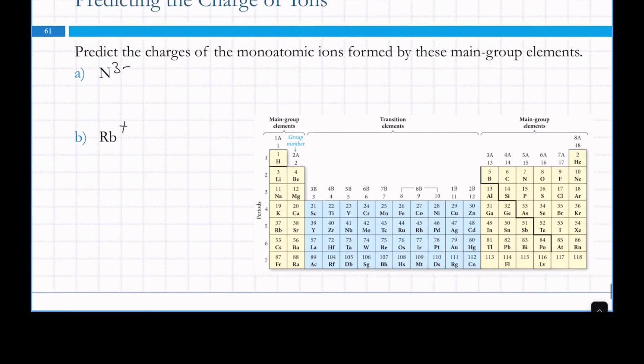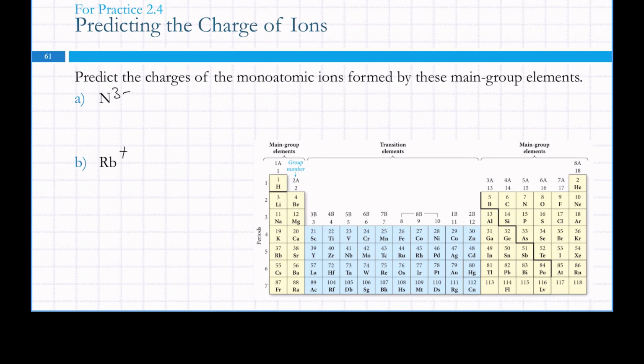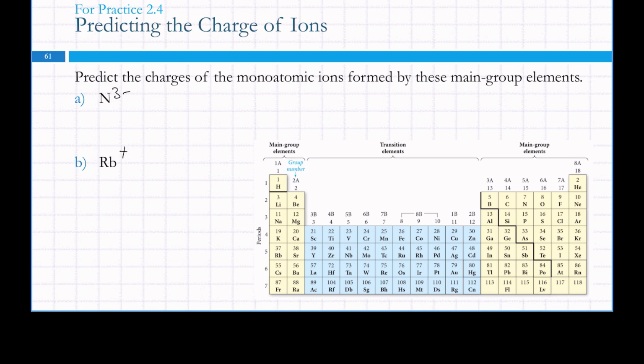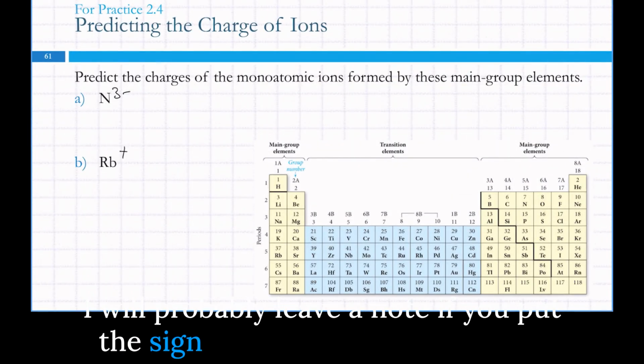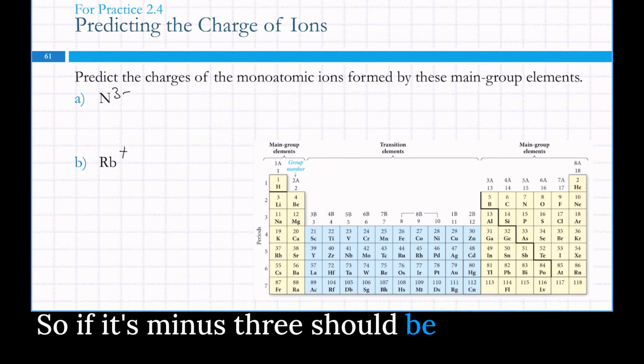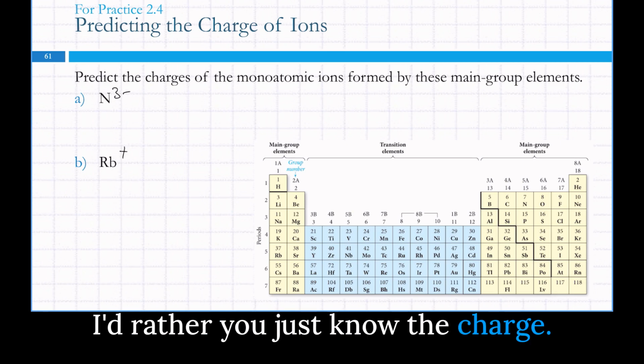Okay. Any questions about charges? Yeah. So if it's 1, you don't have to put the number. Correct. You won't be wrong if you put the number, but you don't have to write the number. I guess some people like it certain ways. I'm not that picky. I will probably leave a note if you put the sign in front of the magnitude. So if it's -3, it should be 3 minus. I don't think that's a deal breaker. I'd rather you just know the charge. That's what I care about more.